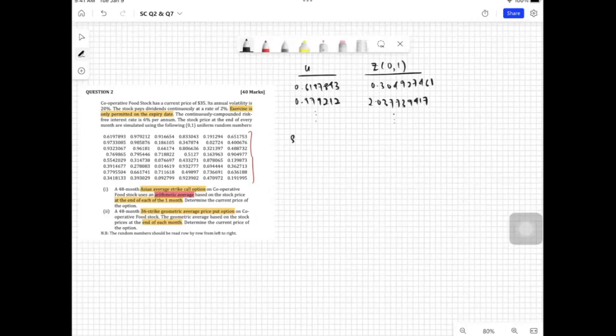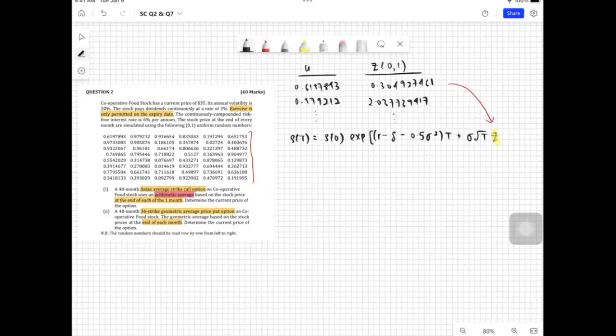So the usual formula that we use to calculate the stock price is ST equals the stock price at time 1, multiplied by the exponential of (r minus delta minus 0.5 sigma square), the whole thing multiplied by T, plus sigma square root T times Z. This Z here is where we are going to input our values obtained previously, the 48 numbers.